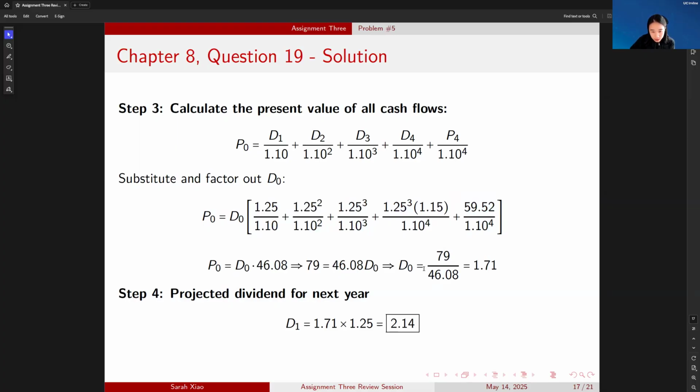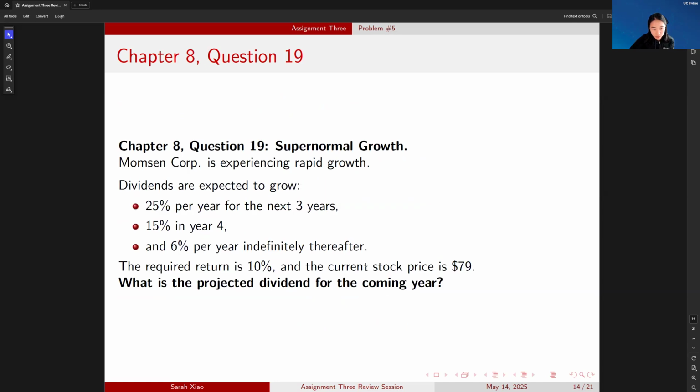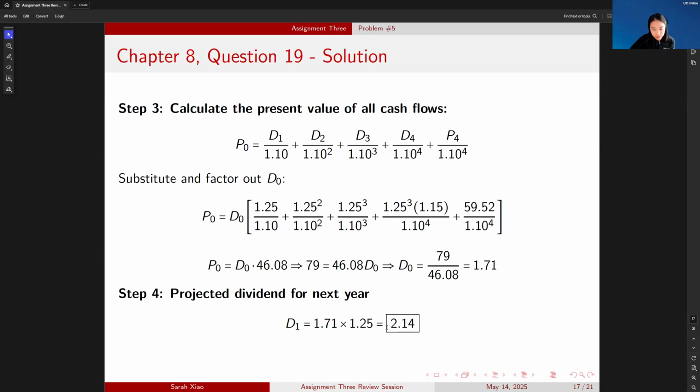So the final result for D0 should be 1.7. And finally, the projected dividend for next year, which is D1, should be D0 times 1 plus 25% here, which is the dividend growth rate for the first 3 years. So D1 should be 2.14.